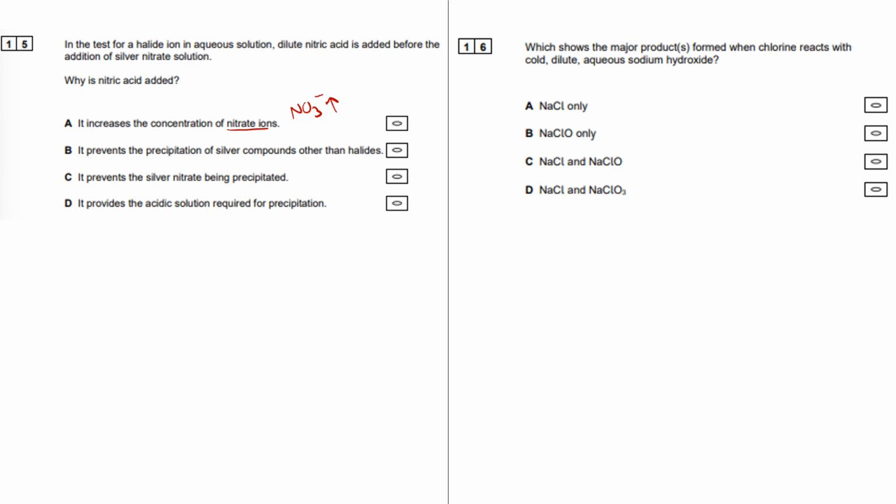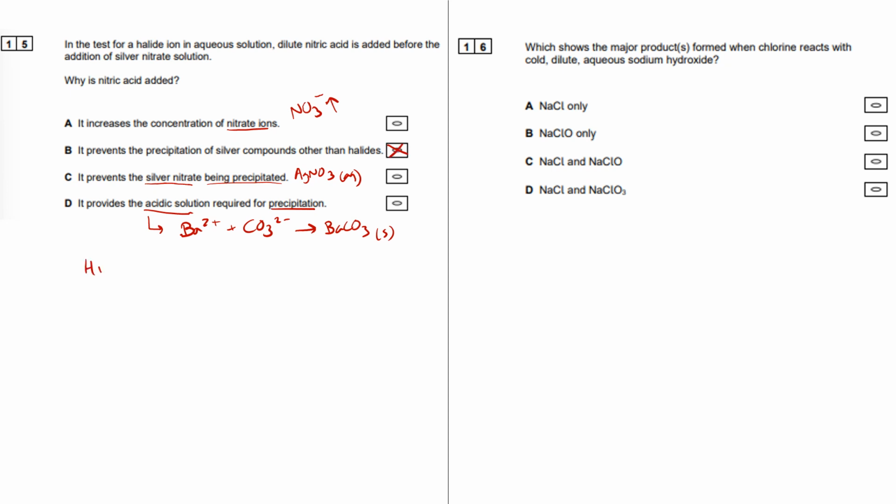Similarly, let's have a quick look at statement C. Adding nitric acid prevents the silver nitrate being precipitated. Well, silver nitrate, again, contains nitrate ions, and silver nitrate is always soluble. So that statement's irrelevant. And statement D, it provides the acidic solution required for precipitation. We don't actually need a solution to be acidic for precipitation to occur. For example, if you had barium ions and you added carbonate ions, you would get a barium carbonate precipitate in the absence of acid. So you don't need an acidic solution for precipitation. Statement B is the correct answer.